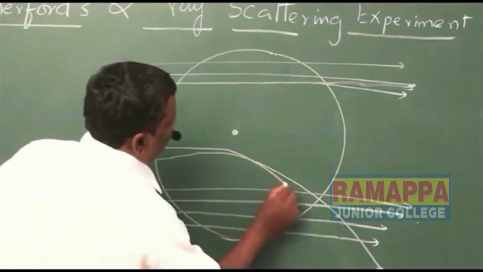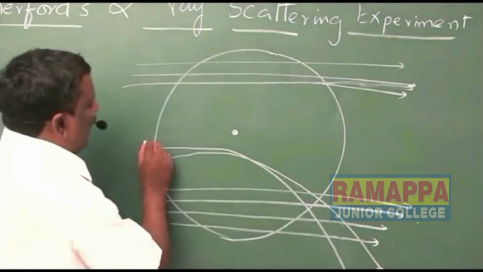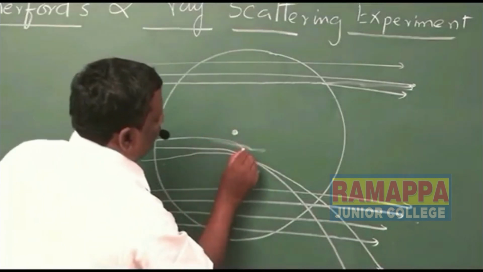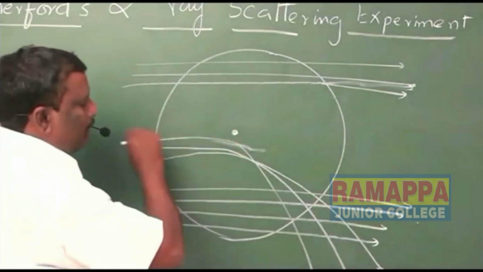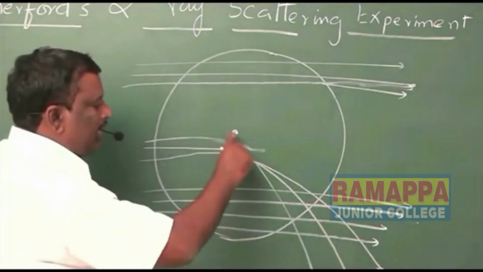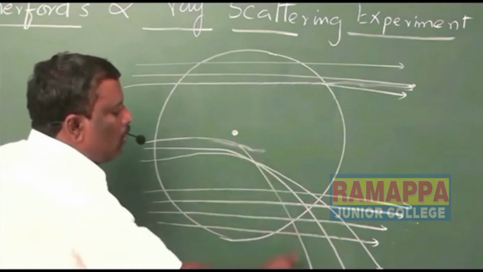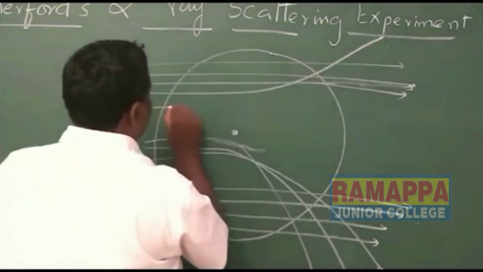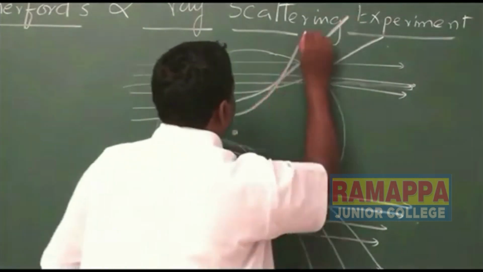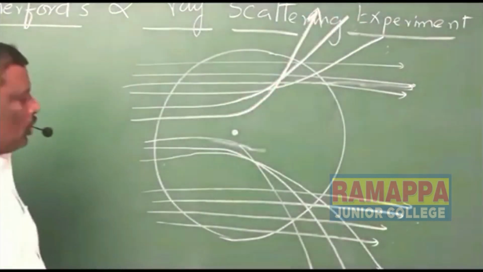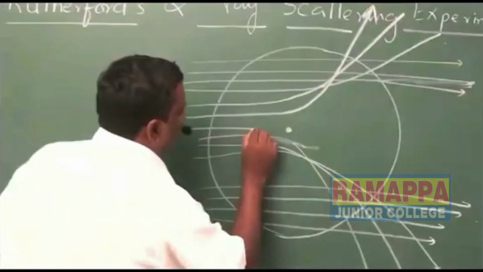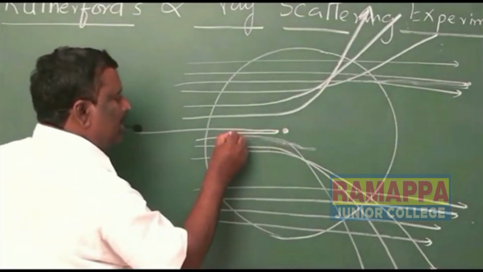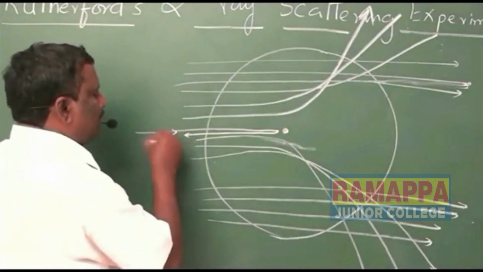The magnitude of repulsion will depend upon how close it is. That means if it comes closer to the nucleus, there will be more repulsion and more reflection. That's why most of the alpha particles are reflected at different angles. Those alpha particles which are directly bombarded at the center of the nucleus will have maximum repulsion and get back on their own path.